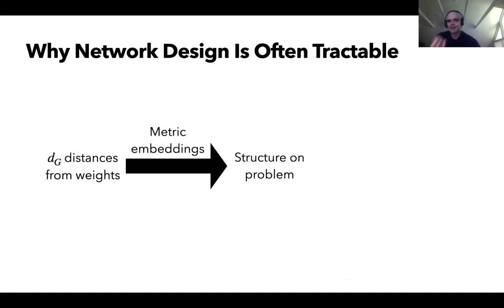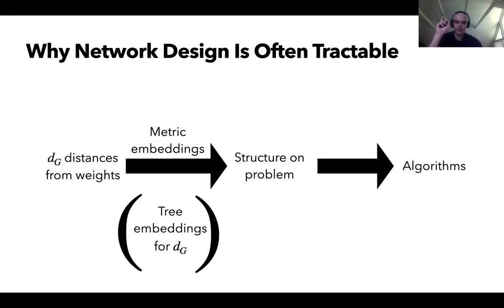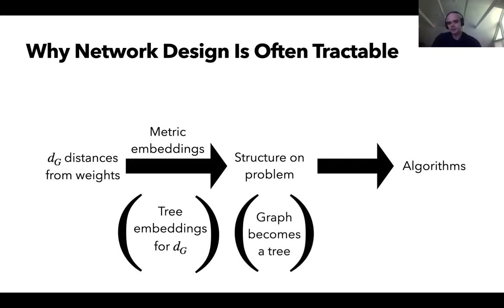In particular, a lot of the time when you're solving a network design problem, you can start with these shortest path distances and apply your favorite theorems for metric embeddings. Those theorems in turn will give you some kind of structure on your problem. And then you can exploit that structure to come up with algorithms for your problem. For this talk, the relevant notion of a metric embedding will be a so-called tree embedding or probabilistic tree embedding. And the structure that this gives you on a problem is it lets you pretend that your graph is a tree. So instead of solving a problem on a general graph, you're solving it on a tree.